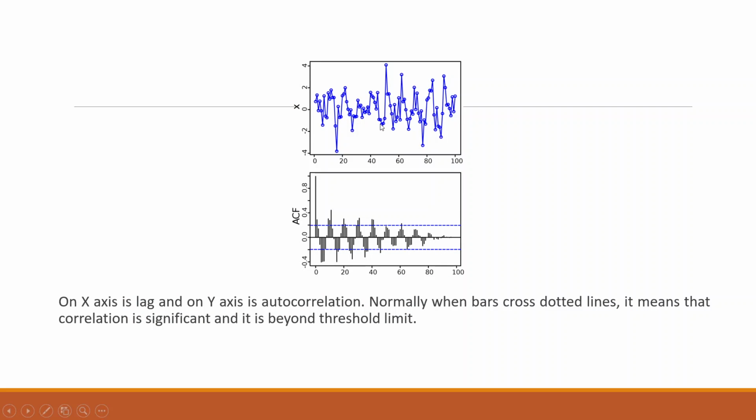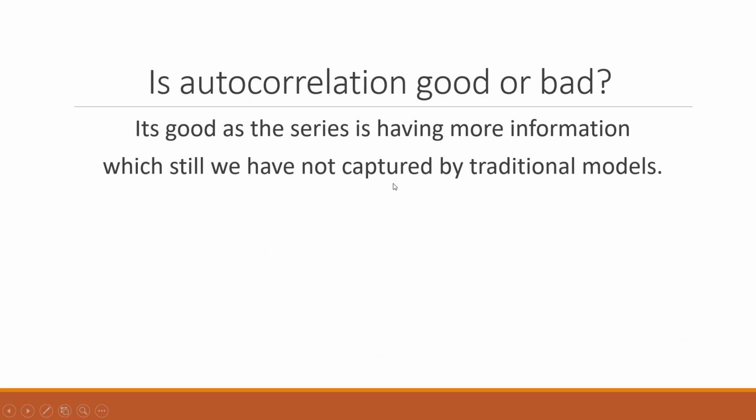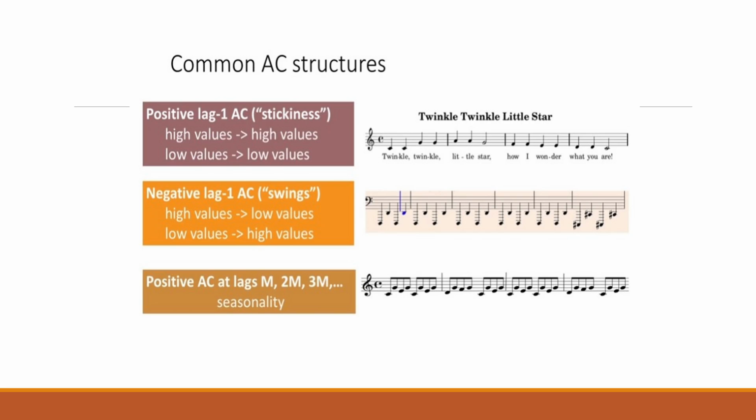So if I say that there is a correlation between today's observation and yesterday's observation, how to detect it? It is detected with the help of the autocorrelation function. Here, whenever these spikes go out of this dotted line, it means that there is a significant correlation existing among these lags. Now, the basic question is, is autocorrelation good or bad? It's good as the series has more information which we can still capture, which is not possible in the traditional model, but with the help of this, we can capture it.